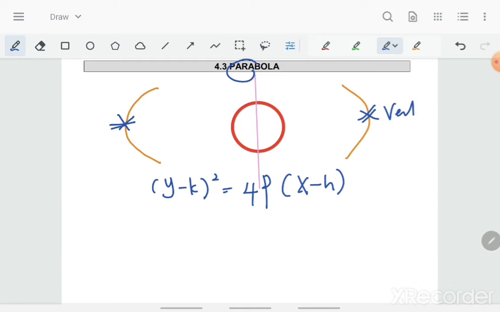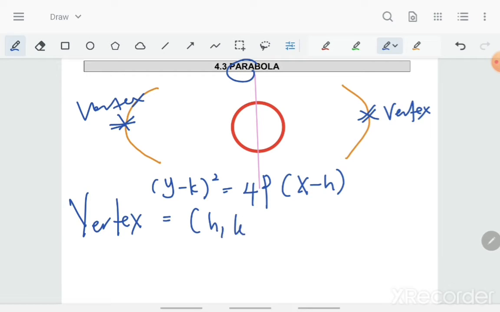So this is what we call the vertex. So what is the formula of the vertex? Vertex, just put down (h, k): the h ordinate and the k ordinate, x and y. Okay, so settle. Let's move on to another part.